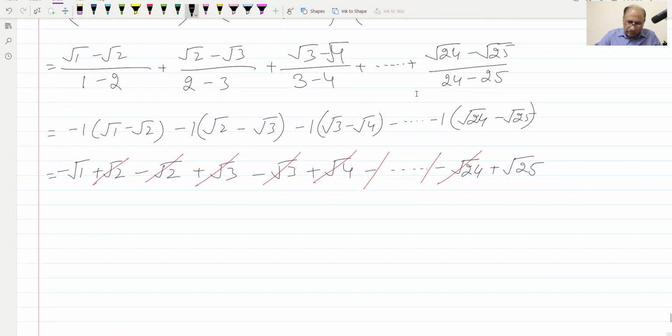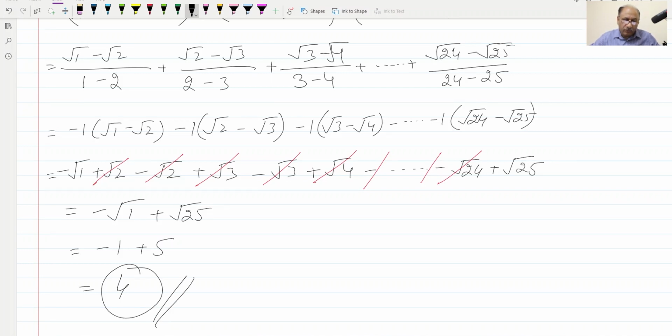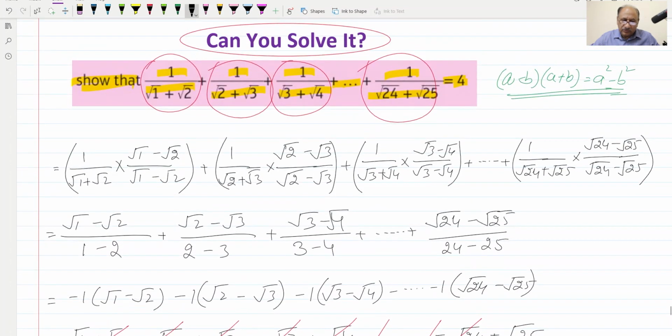Remaining term we can write as minus under root 1 plus under root 25, and under root 25 is equal to 5, and under root 1 will be 1, so we can write minus 1 plus 5, and minus 1 plus 5 is 4, and this is the thing which we needed to prove. And this is a little tricky and challenging question which you can practice, and hopefully you will learn from this question.